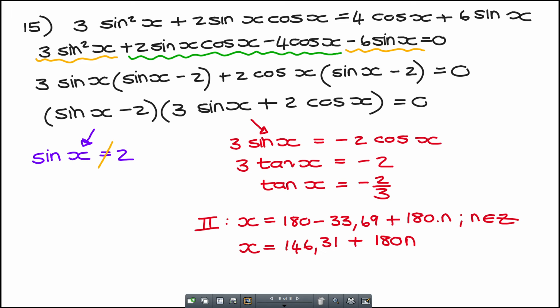Okay, nou, ek het nie dit daarbo bygeskryf nie, but they actually gave me 'n beperking, tussen 0 en 360. Okay, so if I go substitute that in, x, so waar stel ek nou weer in? By n. Ek maak vir n 0, 1, 2 of minus 1, minus 2. So dan gaan x wees 146,31. That's when n is 0. Or it can be 326,31.